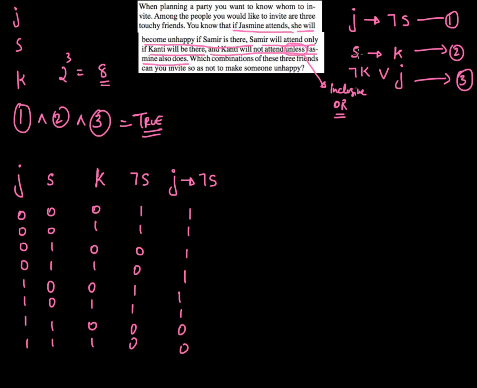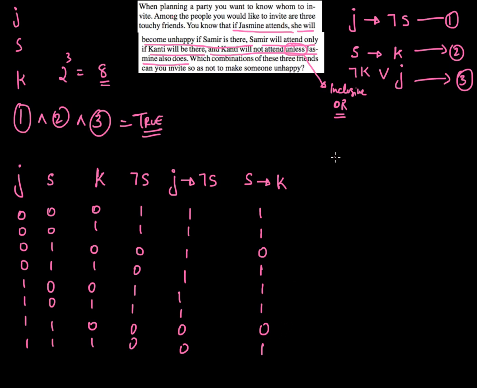And then looking at if S then K, so this piece over here, which is these two columns over here. So I'm looking at 0 0, which makes it 1; 0 1 makes it 1; 1 0 makes it 0; 1 1 makes it 1; 0 0 makes it 1; 0 1 makes it 1; 1 0 makes it 0; 1 1 makes it 1.